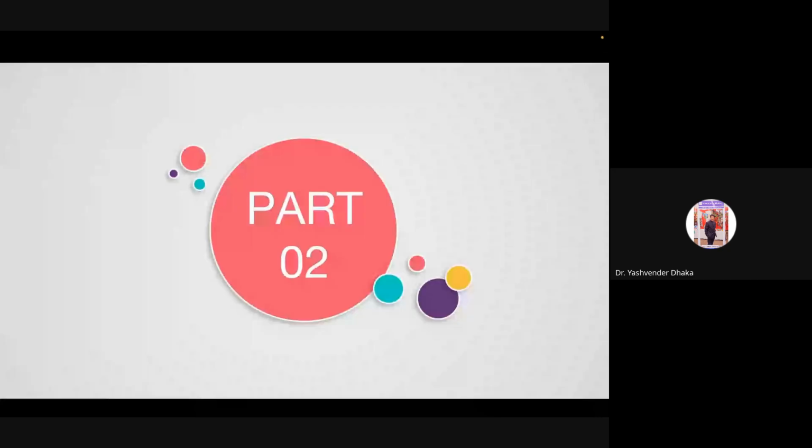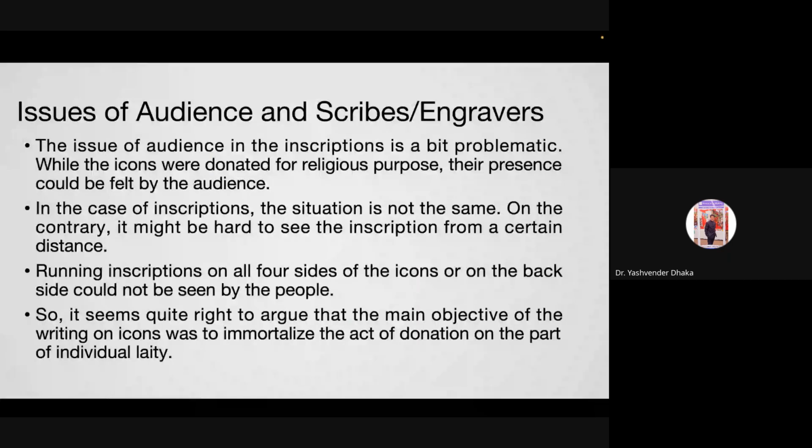Now we are coming to the second part. In the second part, we will discuss the issues of engravers, in which the audience is also important.